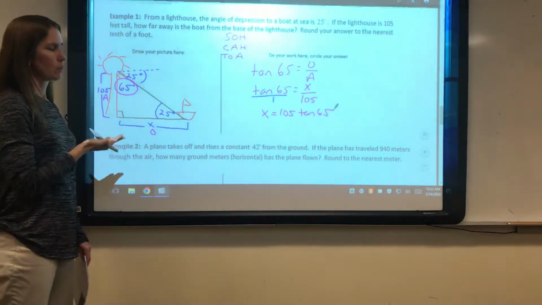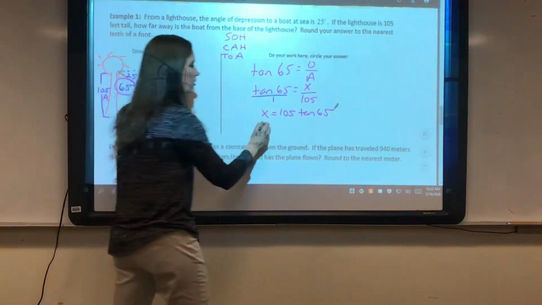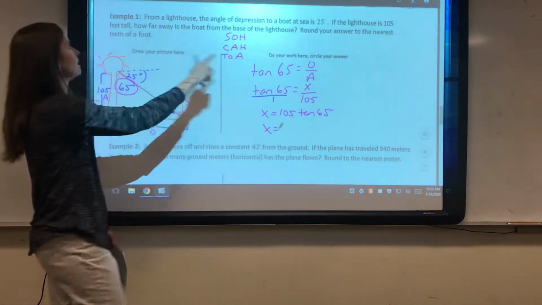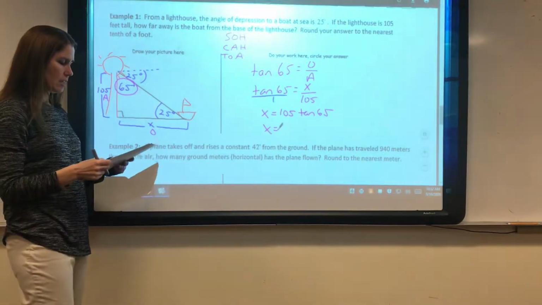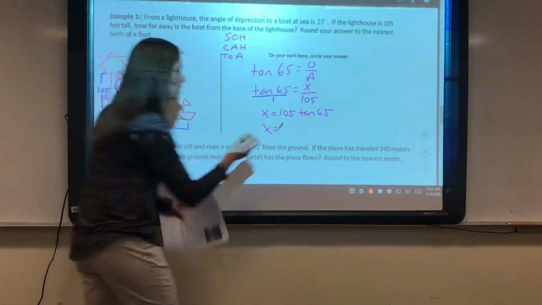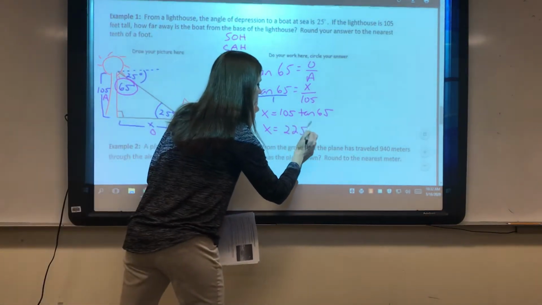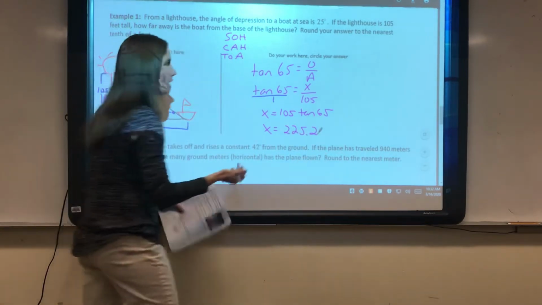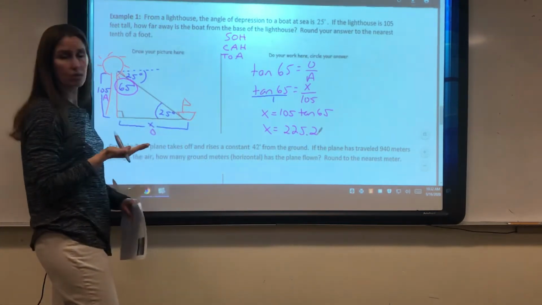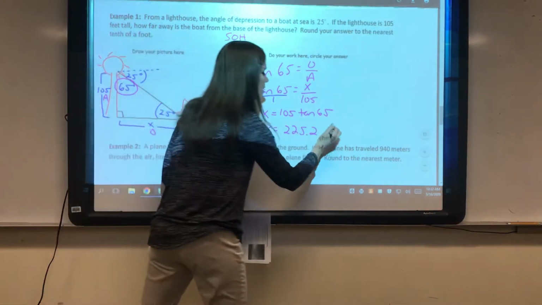So if I write it like that, that's the way I'm going to type it into the calculator. And it says round your answer to the nearest tenth of a foot. When you type that in your calculator, you'll get 225.2. And again, if there are units with your problem, then put units in your answer. In this case, it's feet.